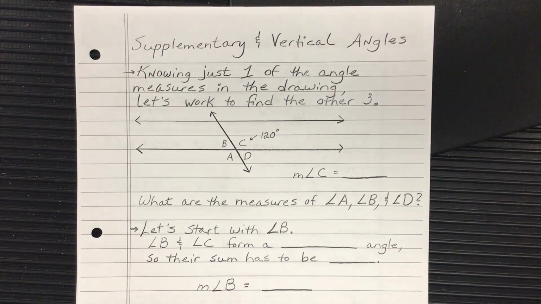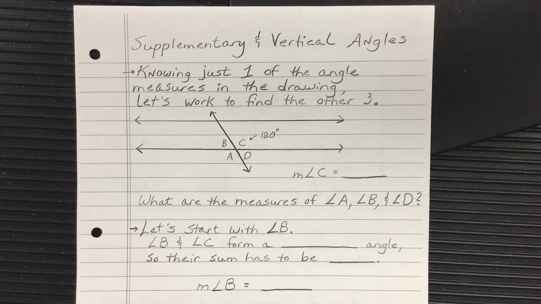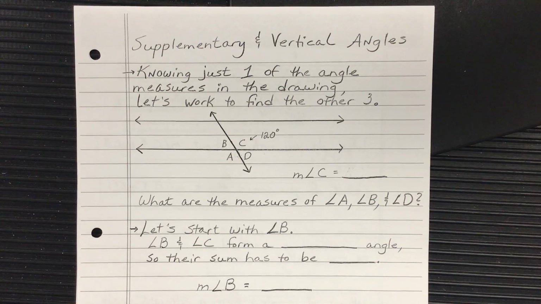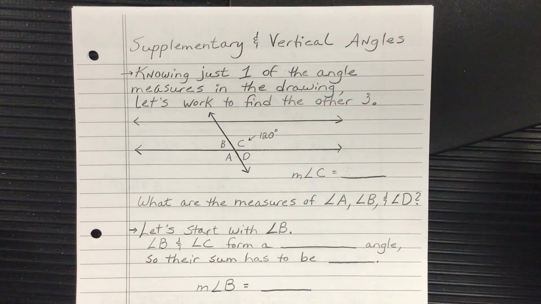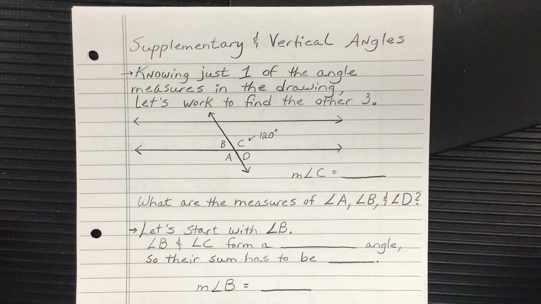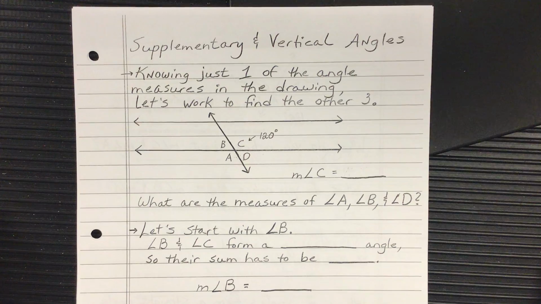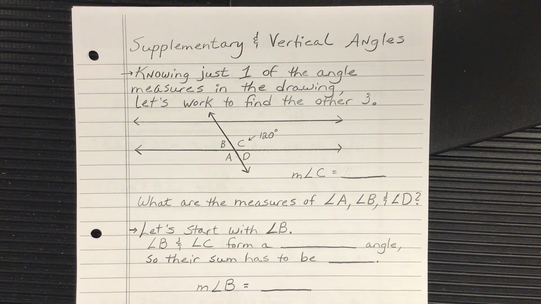Okay, so we're going to be doing a lot of angles today. Your assignment's going to be one big sheet full of a bunch of angles, and using these, you can find them all. You just look at one at a time. So first little paragraph there, Madison, would you read it, please? Knowing just one of the angles measured in the drawing, let's work and find the other three.